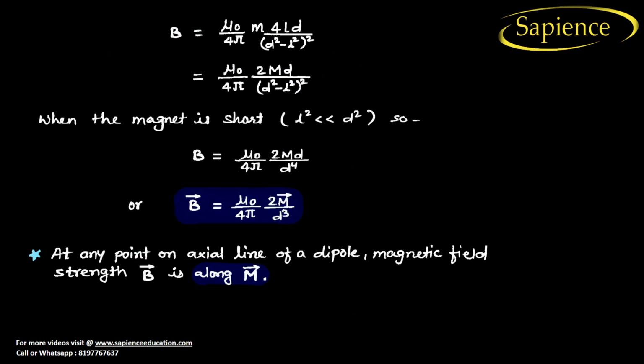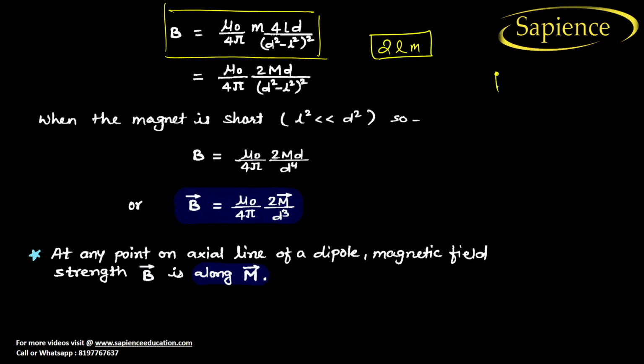So finally we have got μ0/4π into m into 4ld by (d² − l²) whole square. So this is the magnetic field. Now tell me, what do you mean by 2lm? What we have studied: 2l into pole strength. Suppose this is a magnet, and this is the pole strength m, and the distance between these two poles is 2l. So the magnetic dipole moment will be equal to magnetic pole strength m into 2l.